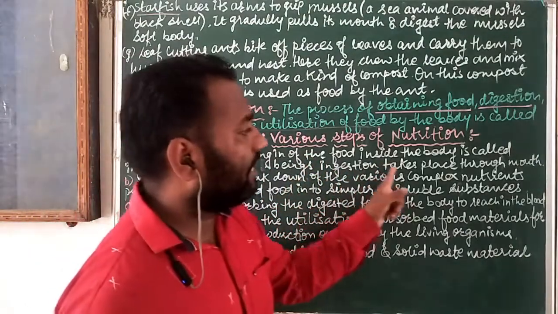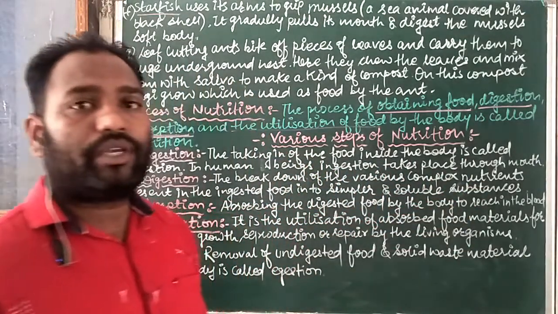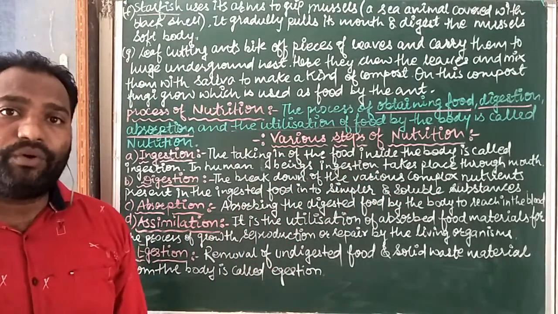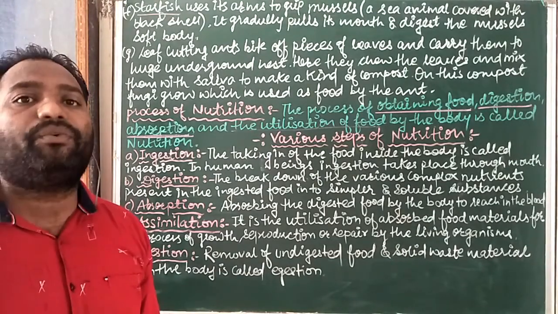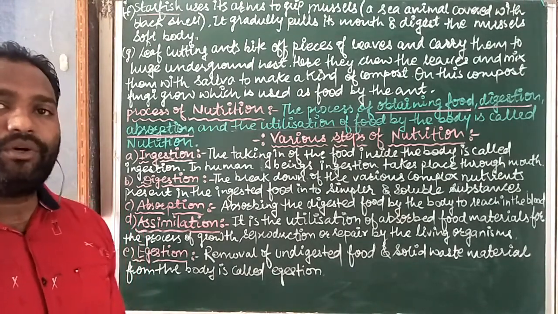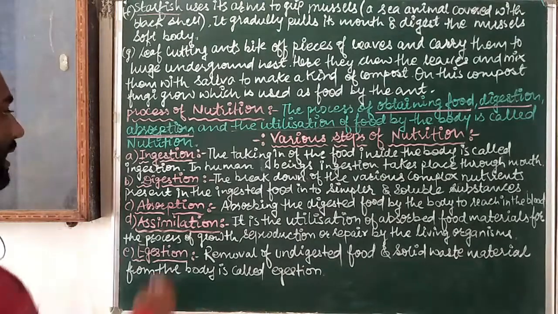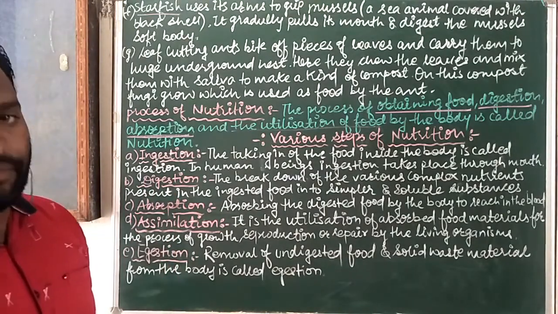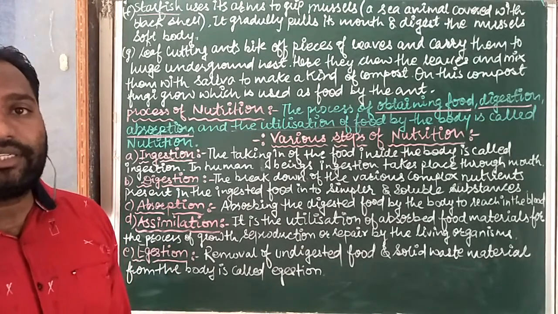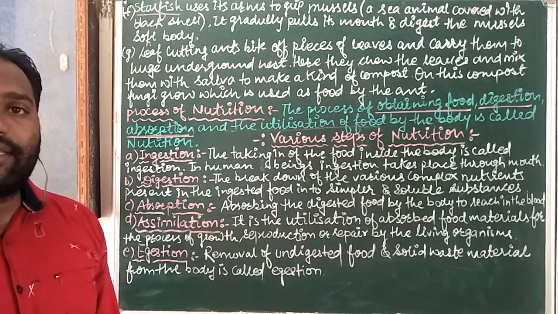In human beings, ingestion takes place through the mouth. So when we take the food, first we make this food enter our mouth. Second is digestion. Once we have ingested the food, the next process is digestion.